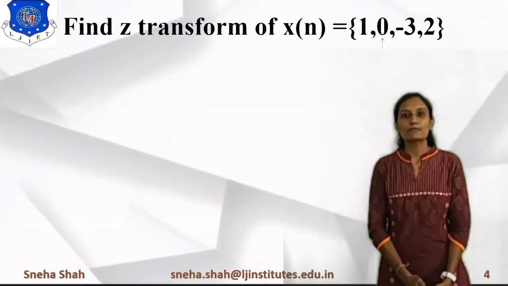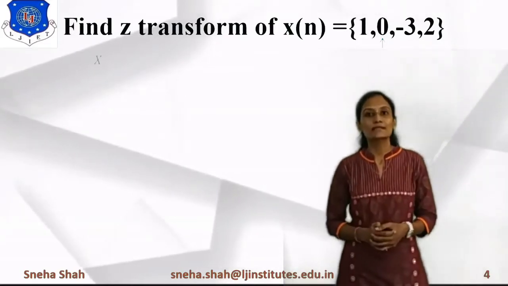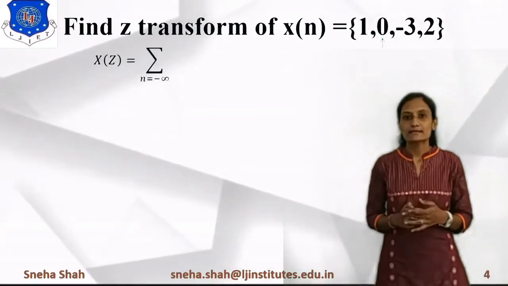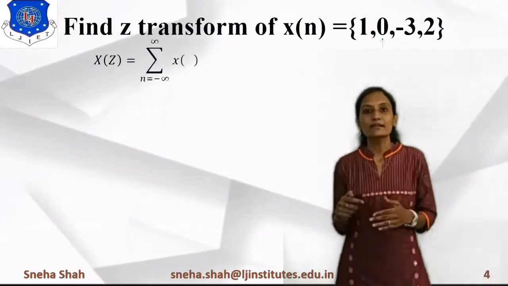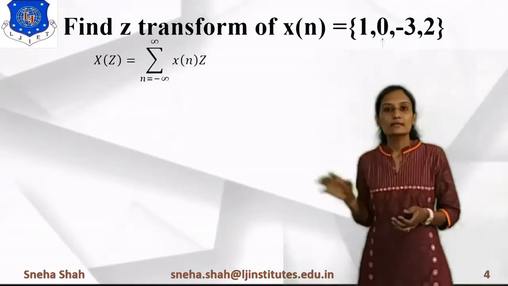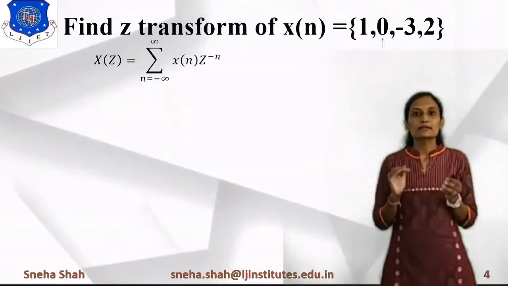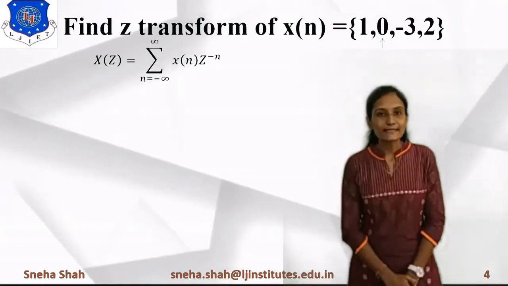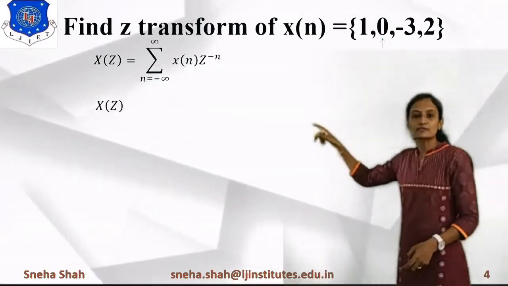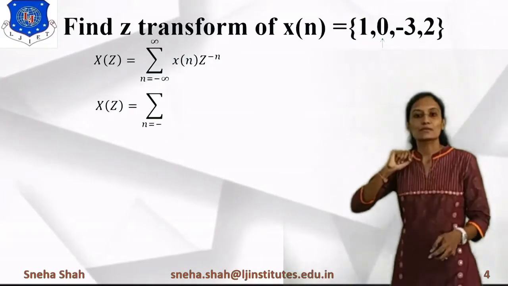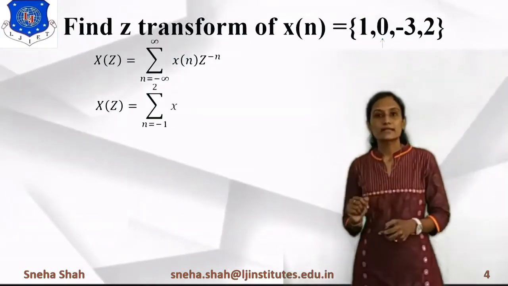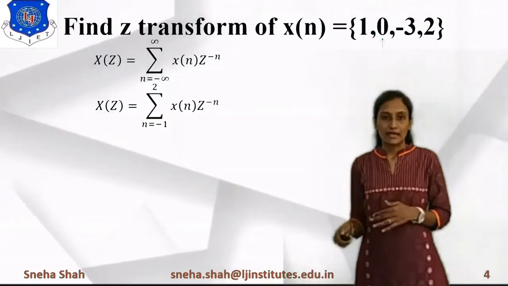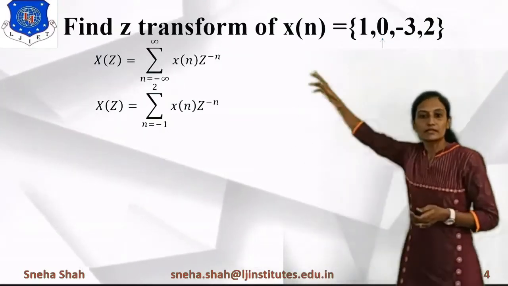So what is the equation of bilateral Z transform? Its equation is X of z equals summation n equals minus infinite to infinite x of n z to the power minus n. Now in this term, we will put the range from n equals minus 1 to 2. So the next step is X of z equals summation n equals minus 1 to 2 x of n z to the power minus n.